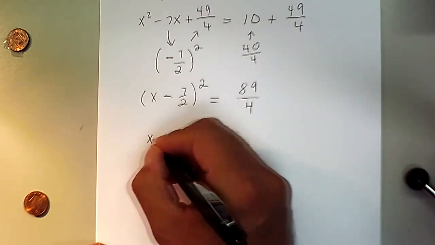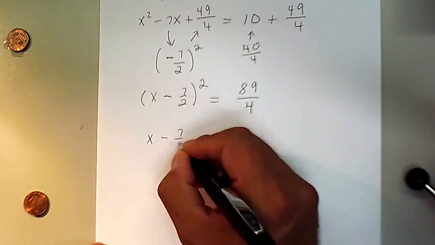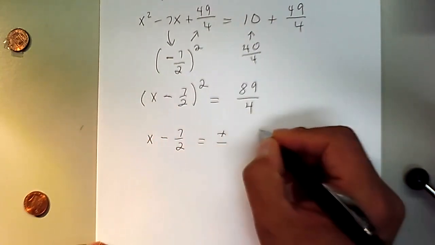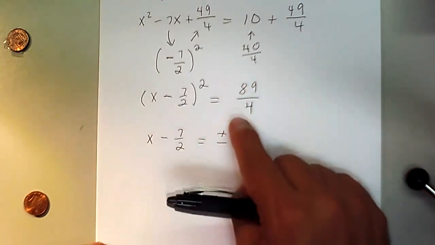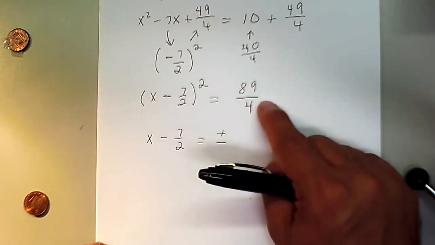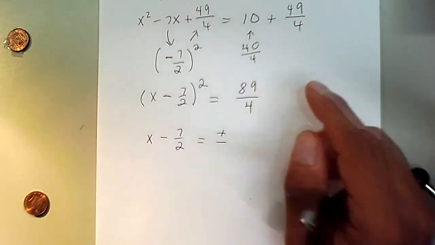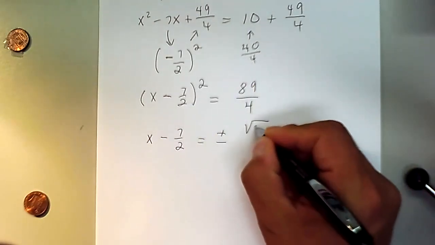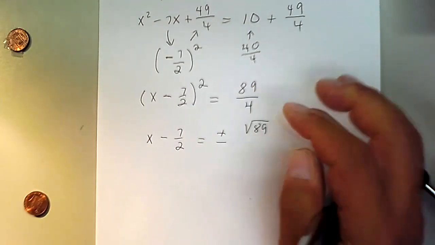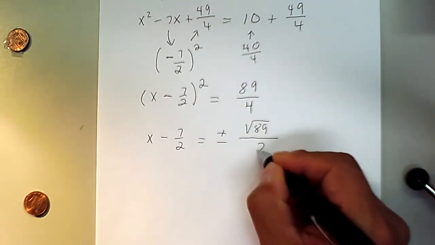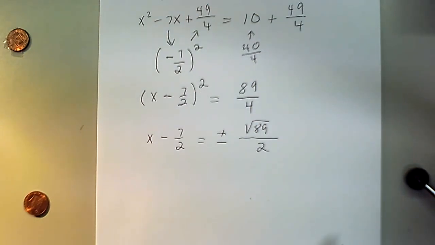So we have x minus 7 over 2 equals plus or minus, don't forget the plus or minus, and then we're going to take the square root of this fraction. Now, 89 is not a perfect square, so we have to stay with 89 under the root. However, 4 is a perfect square. If we take the square root, it is going to be 2. All right.